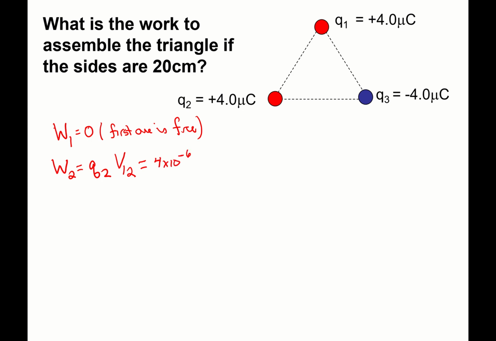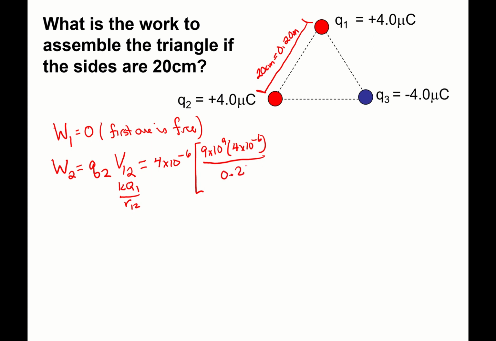And then the potential of 1 at 2 is going to be KQ1 over the distance between charge 1 and charge 2. So that's going to be K, 9 times 10 to the 9, times Q1, 4 times 10 to the minus 6, divided by the distance between charge 1 and charge 2 when charge 2 is in its final position. So that's going to be 20 centimeters or 0.20 meters. So in the denominator, I'm going to put 0.20.